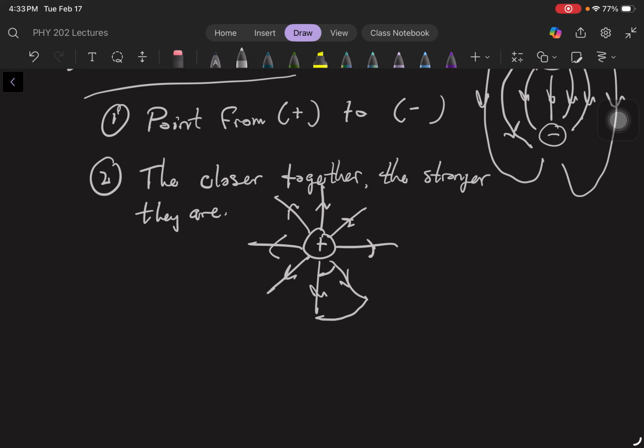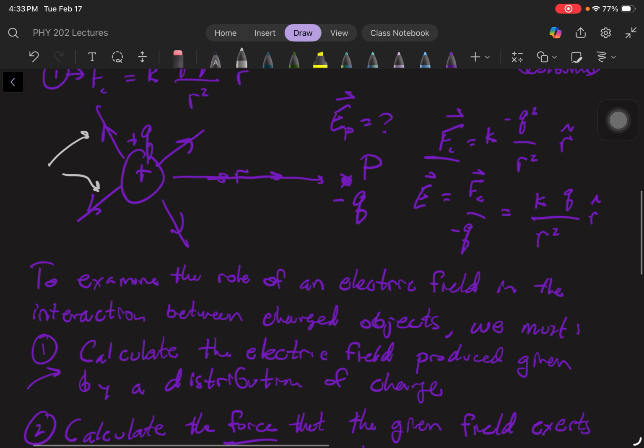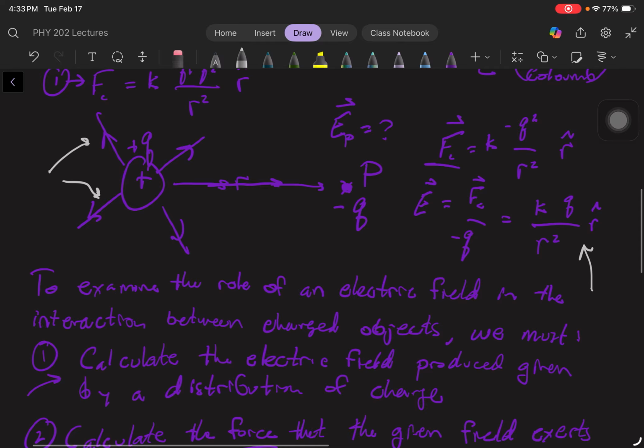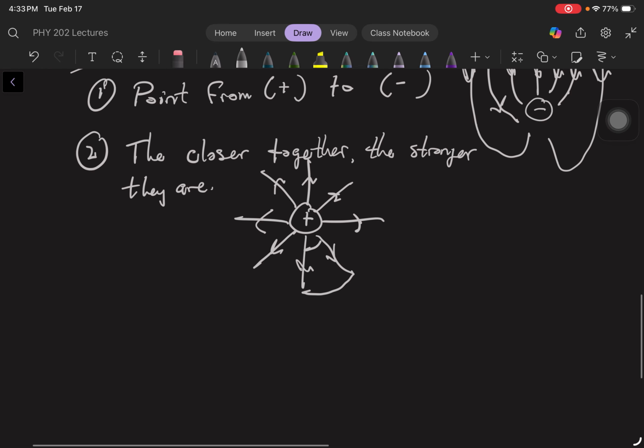Meaning that the electric field decays with R, the distance away, which we saw from this equation right here, right? As R increases, the electric field decreases. All right, just like we see here. As R increases, the electric field decreases.